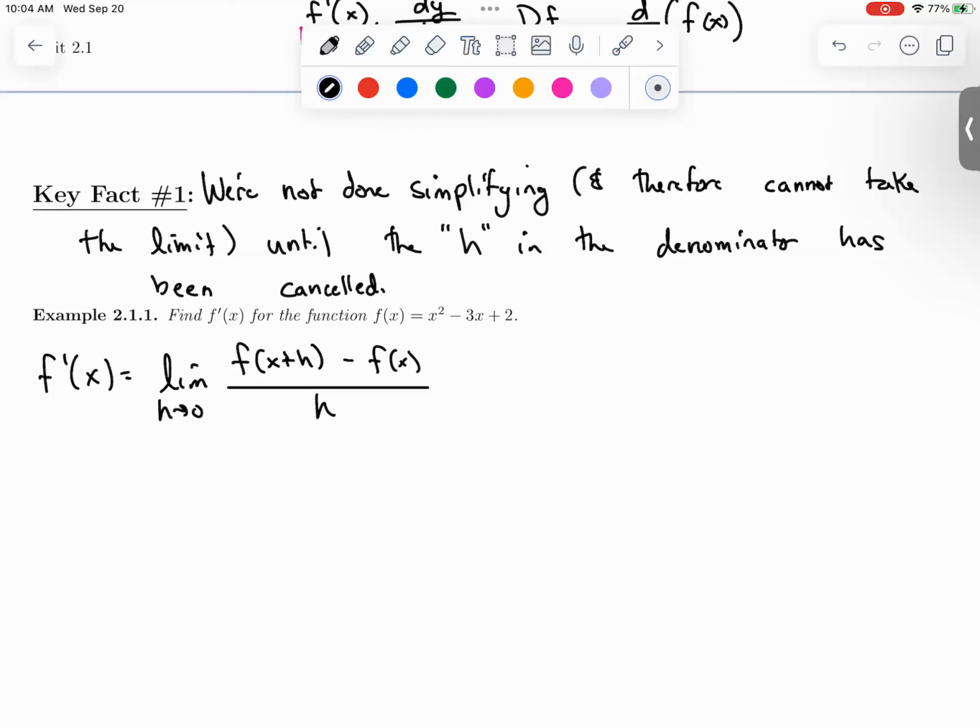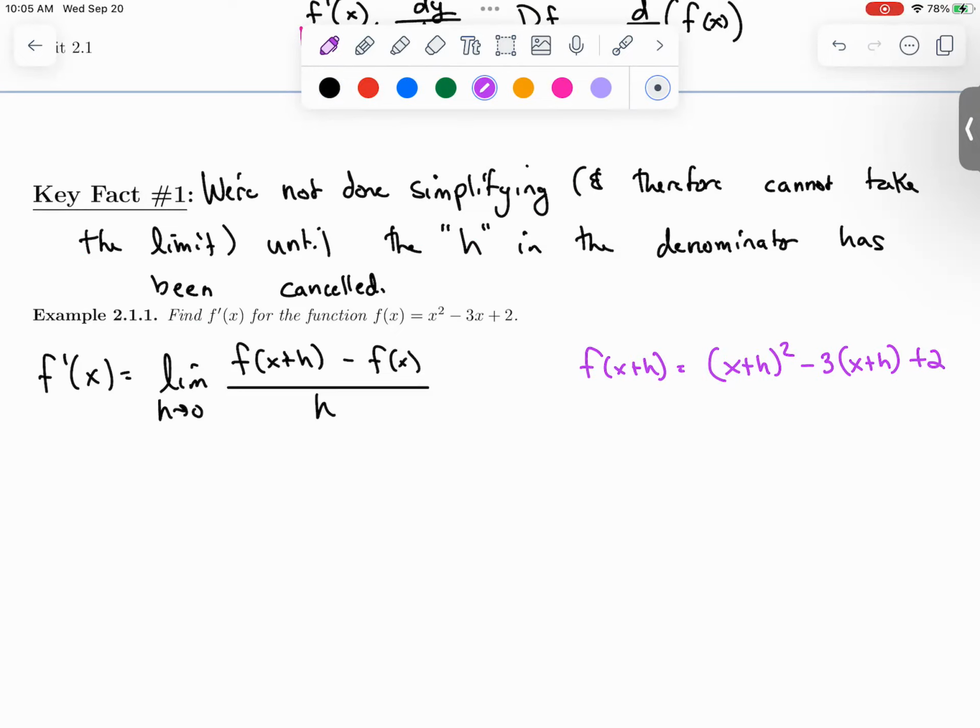I'm going to do that first, but as you get more and more comfortable, it might be in your best interest to do it as you work alongside. But I'm going to do it on the side right now. So f of x plus h is going to be the quantity x plus h squared minus 3 times the quantity x plus h plus 2. And we're going to have to FOIL this. We're going to have to simplify this. Sometimes you might want to, sometimes you don't.